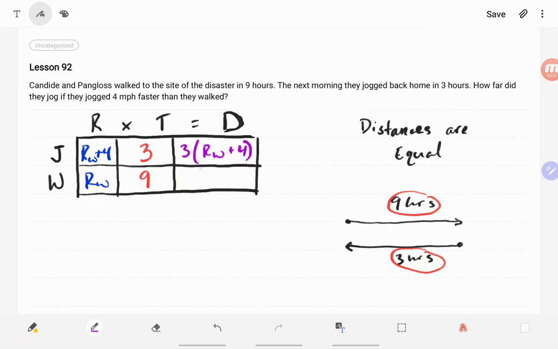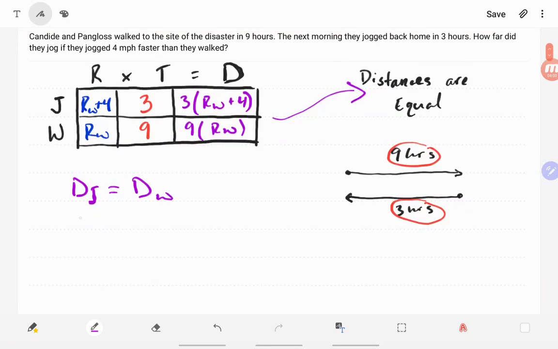Rate times time. And down here I've got my rate and my time that I'm multiplying together. Well, what do we do with those bits of information? We know distances are equal, so let's set them equal to each other. Let's take the distance in which they jogged, and set that equal to the distance that they walked. So I can take this as 3 times RW plus 4 is equal to 9 times RW.